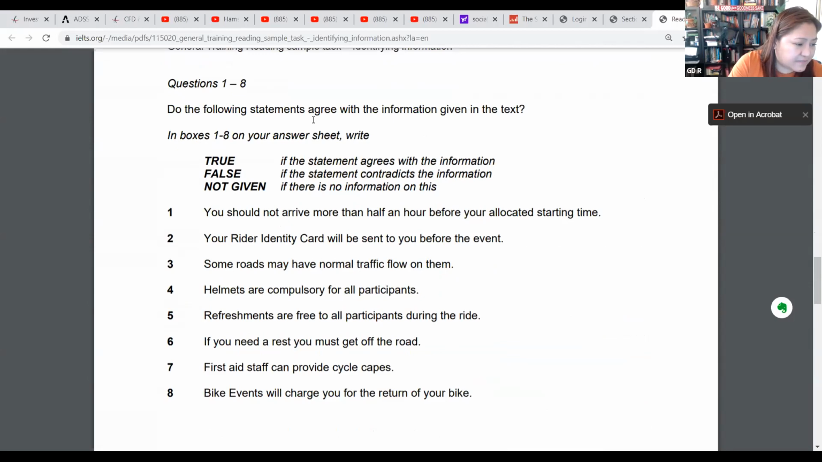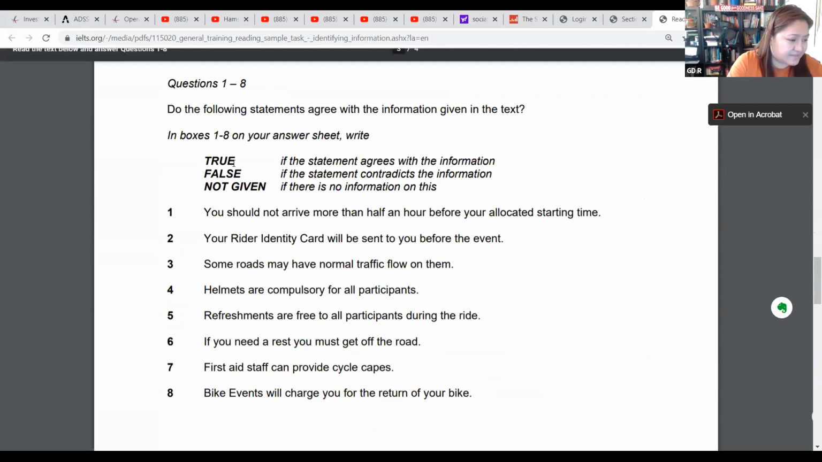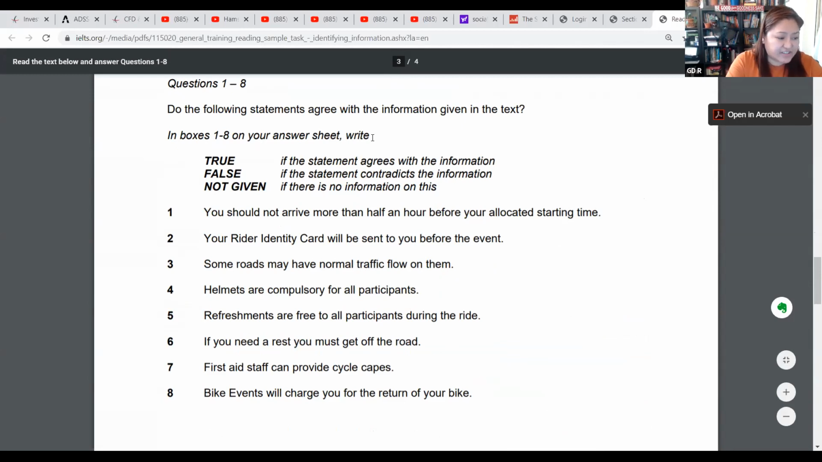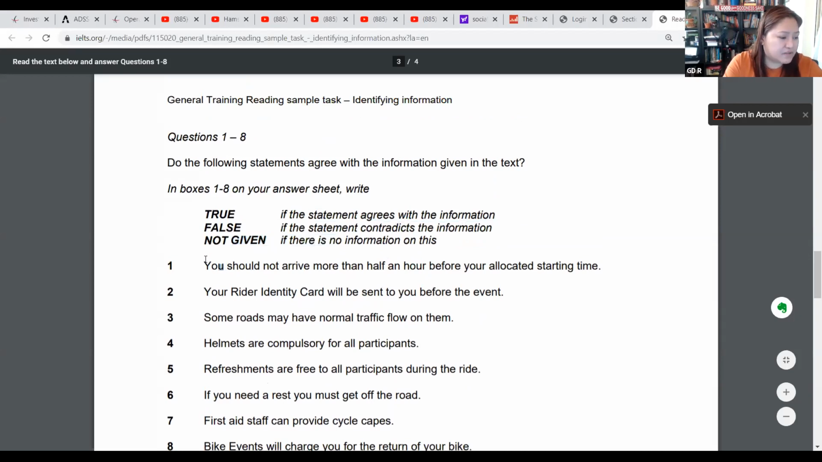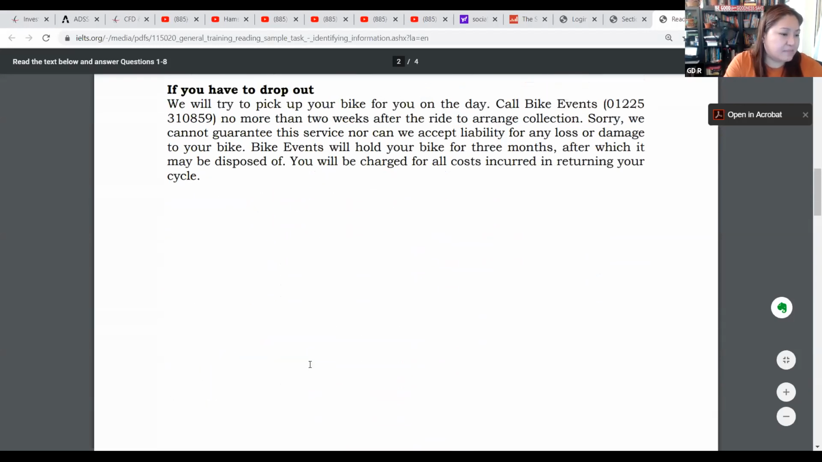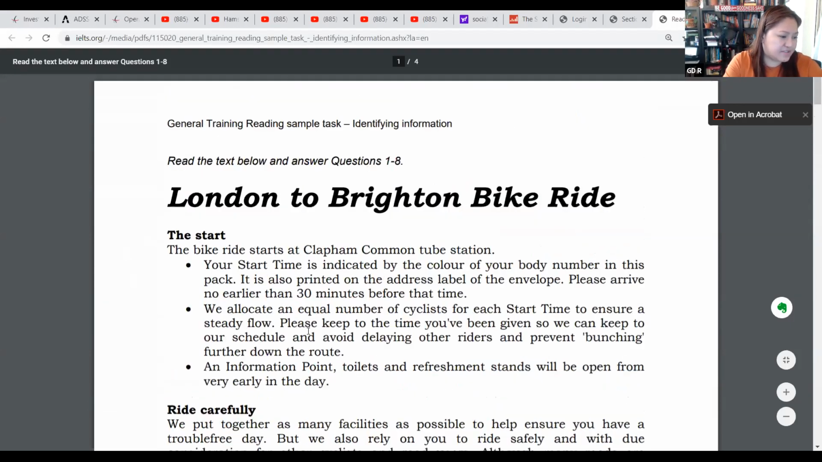Let's go to the questions. Do the following statements agree with the information given in the text? In boxes 1 to 8 on your answer sheet, write true if the statement agrees with the information, false if the statement contradicts the information, and not given if there is no information on this. So number 1, you should not arrive more than half an hour before your allocated starting time. So anything to do with the arrival is found in, remember, the start.